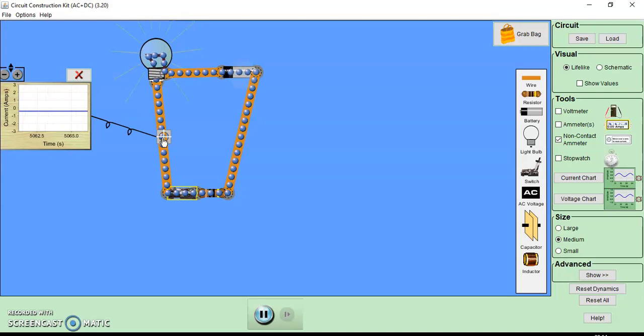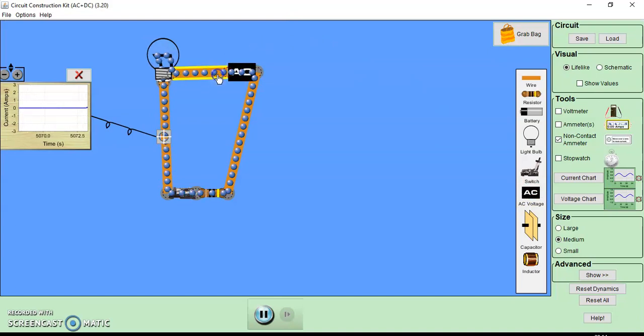Now let me remove this battery from here. Then I'm going to use the AC source, and I just connect it well in the circuit. Okay, now see this thing. See students, there is a difference now. Look at the graph. Earlier the current was neither changing in direction nor in magnitude. Now it is changing in both. It is changing in its value, and it is changing in its direction.